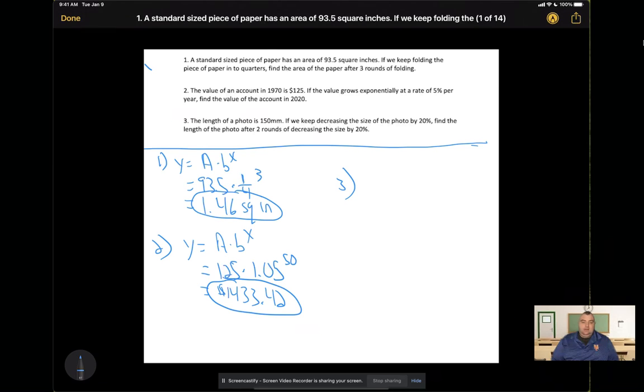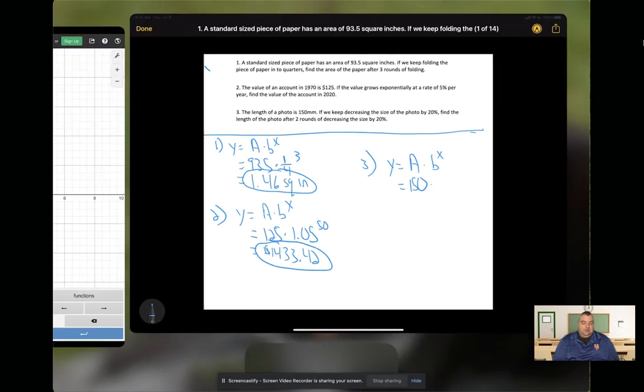Number 3: the length of a photo is 150 millimeters. If we keep decreasing the size of the photo by 20%, find the length of the photo after 2 rounds of decreasing the size by 20%. Once again, we're using our formula. My original length is going to be 150. We're decreasing the size of the photo by 20%, so finding the decay factor is going to be a little more difficult this time.